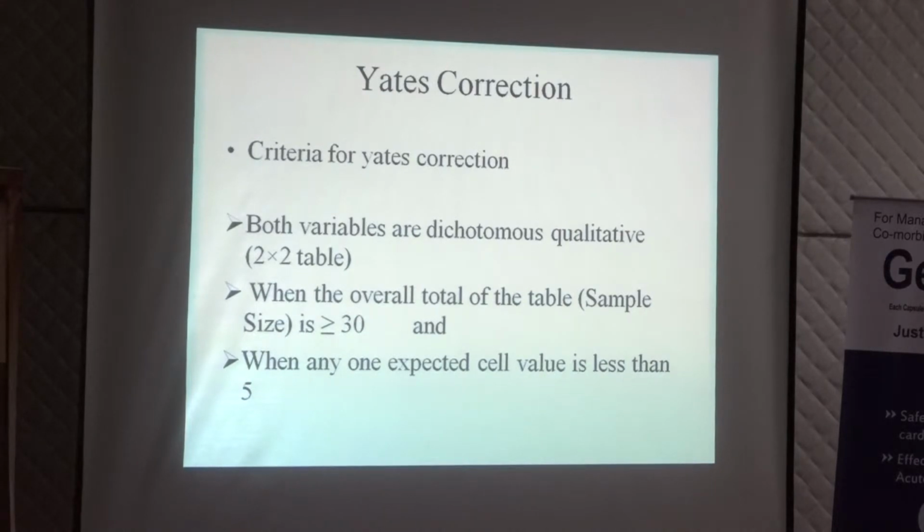If the sample size is more than 30, but the expected cell value is less than 5, then we have to go for Yates correction. So one is Fisher's exact, another is Yates correction.